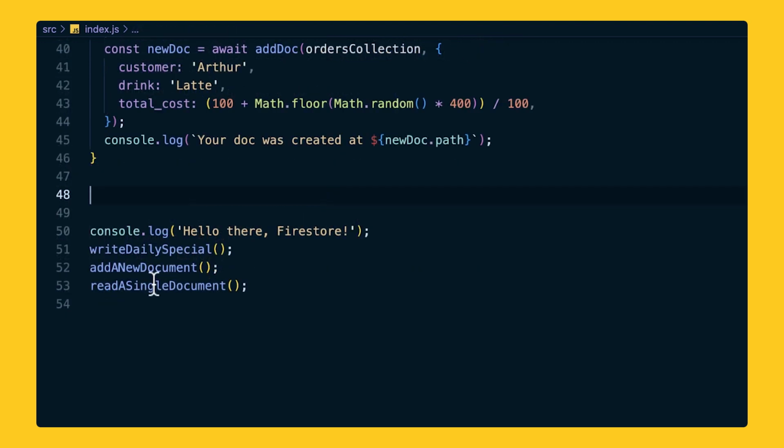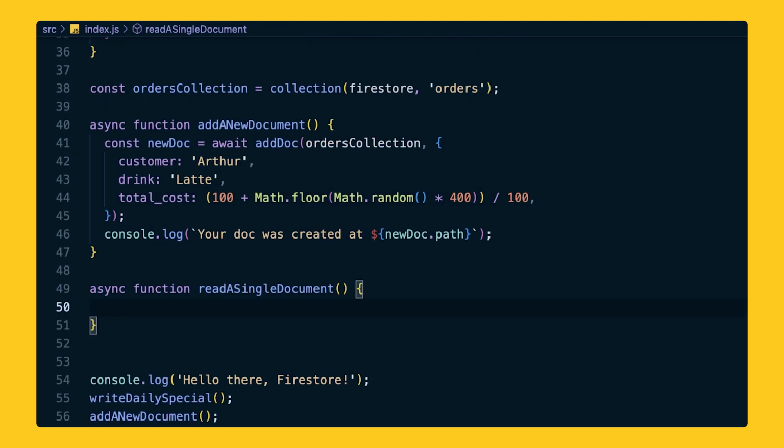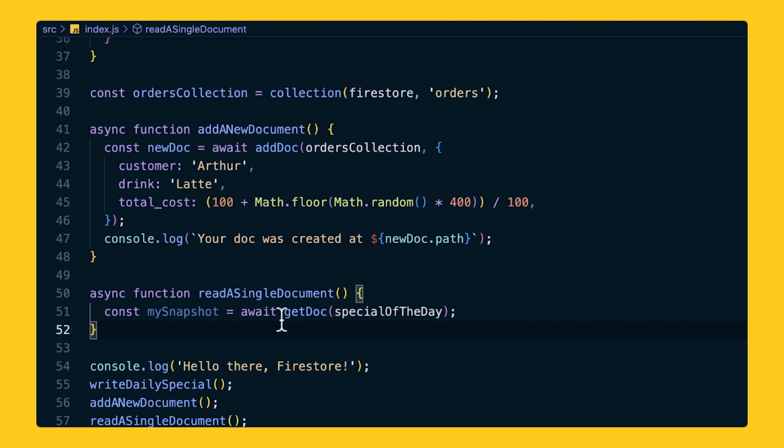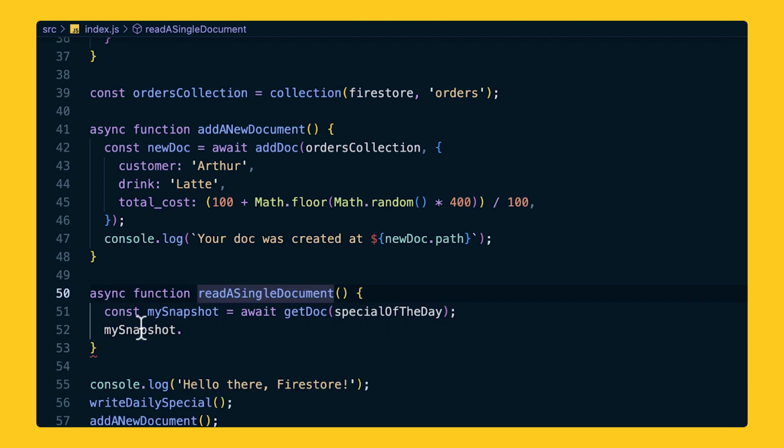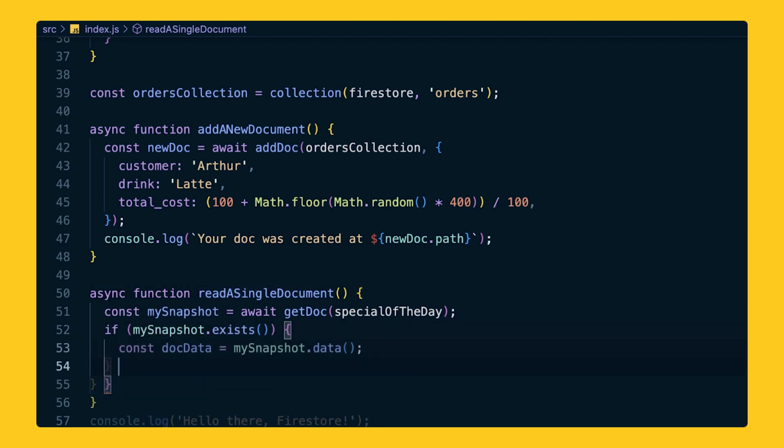To read in a single document, use the getDoc command, passing in the document reference for the document that you want to read. Now this returns a promise which resolves to a document snapshot, which is basically an object that represents your document. With this snapshot, you can get some metadata about the document, make sure the underlying document really exists, and most importantly, grab the data that it contains by calling data on it. So that's what I'm going to do in this example. I'll see if my document exists, and if it does, I will extract my data like so and print out a stringified version of it to the console.